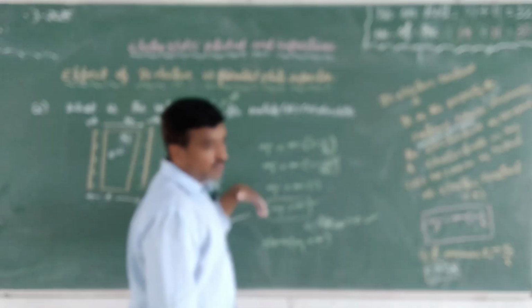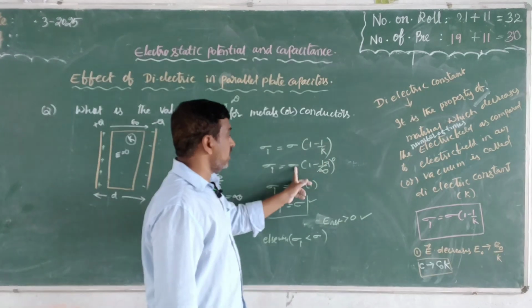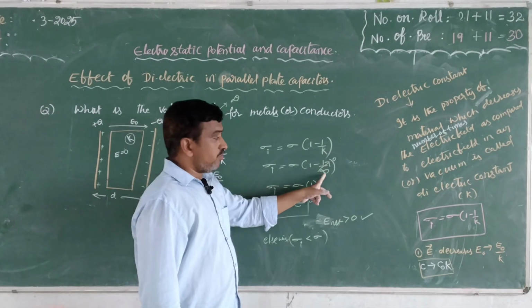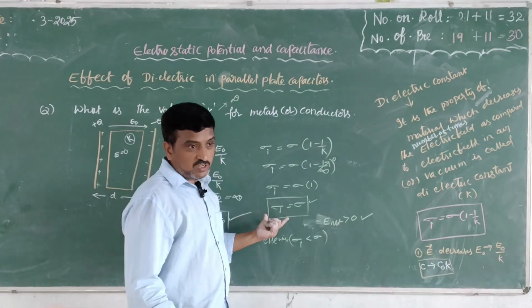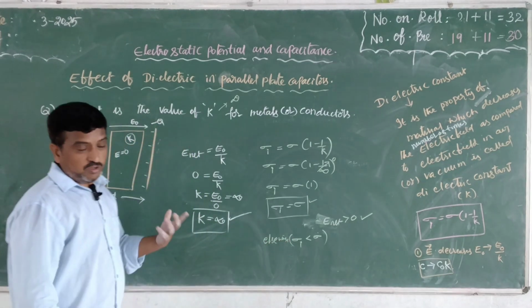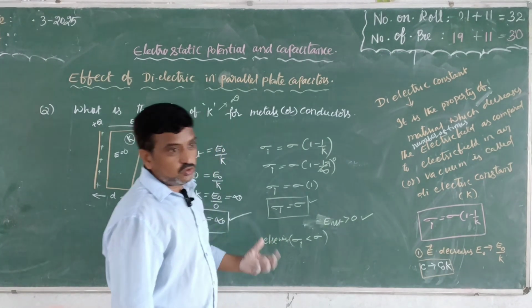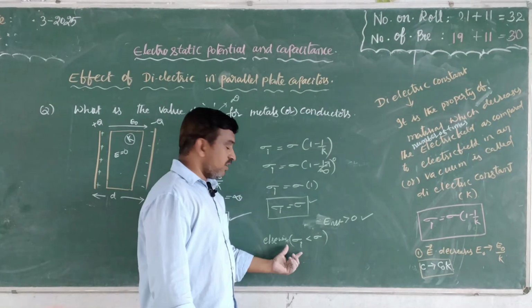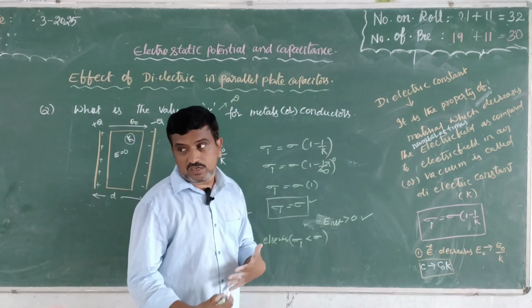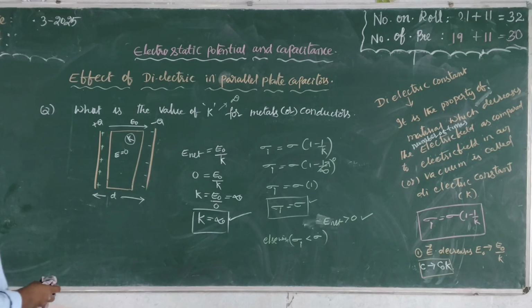The K value for metals is infinity. We want to find the individual surface charge density. For that the formula is sigma I equals sigma into 1 minus 1 by K. With K infinity, 1 by K is 0. So sigma I equals sigma, meaning the individual surface charge density equals the surface charge density, because the electric field inside the conductor is 0, where the dielectric is metal. In the case where E net is greater than 0, the individual surface charge density is definitely less than the surface charge density.